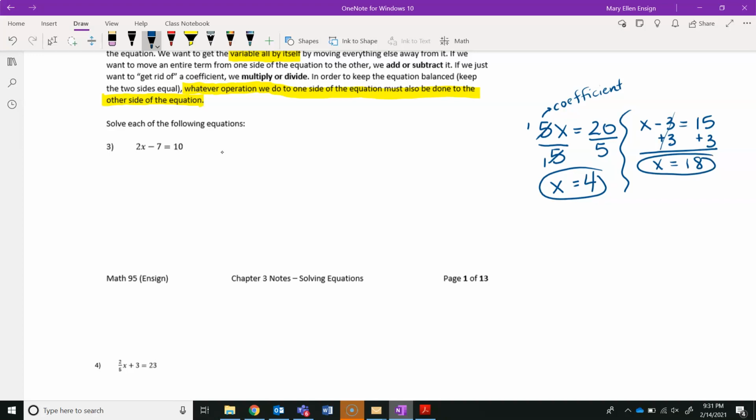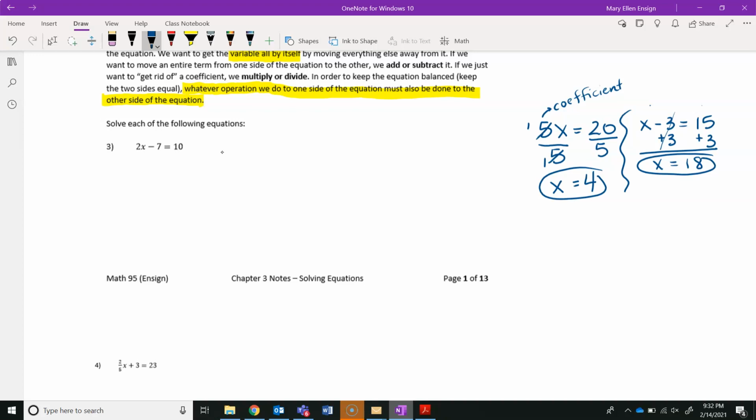Let's check it. If I put 18 in here, do I get this side equal to this side on the right? 18 minus 3 is 15. 15 on the left, 15 on the right. Those are the same. So that is our solution.